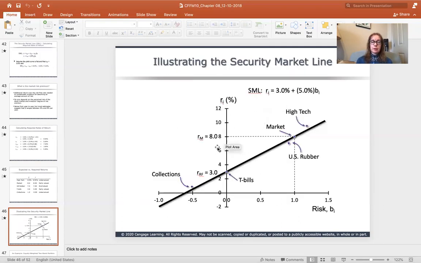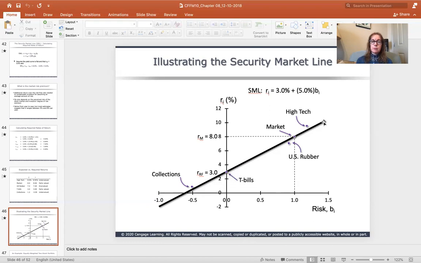Okay, here's the security market line that I was trying to explain earlier. Here we have beta, the riskiness of a stock. Here we have the return. The risk-free rate is 3%, so it's going to cross over here. And then the market return, if you use the capital asset pricing model and put in a beta of 1, that gives you the market return, which is 8%. That's also given. So using the risk-free rate and the market return, they calculate this security market line.